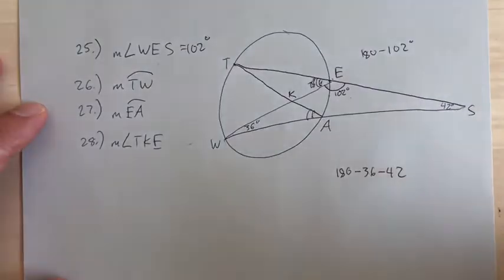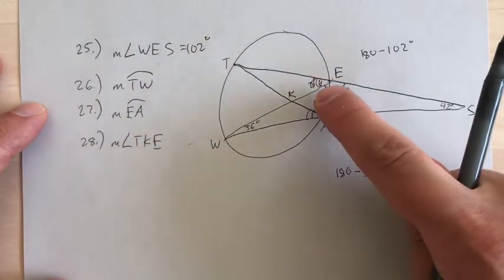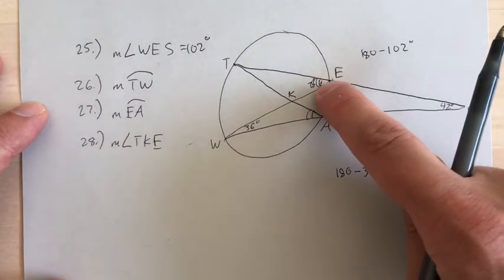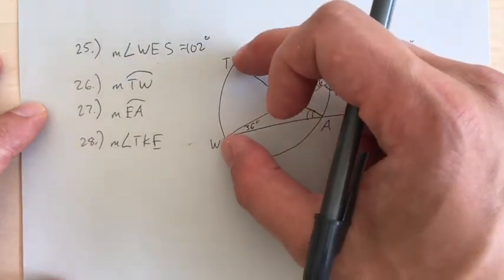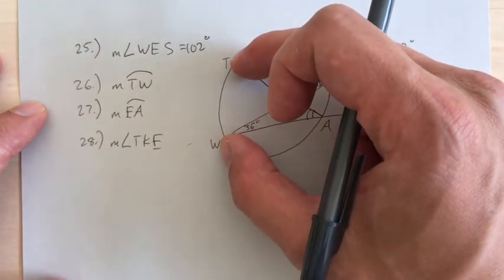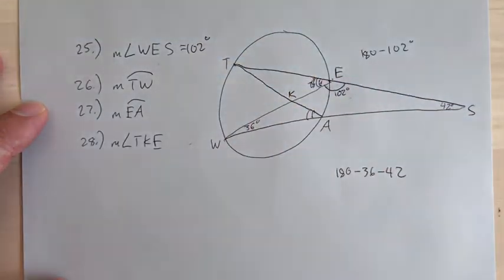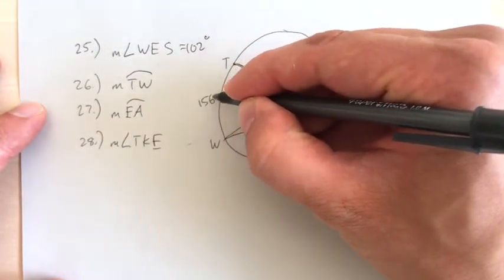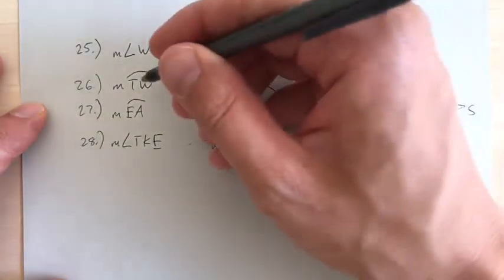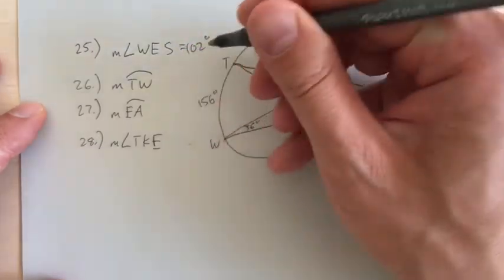This isn't going to be the answer for this. What you would have to do, because this is the inscribed angle, is double it, because inscribed angles, if you double them, you get the central angle for TW, aka the measure of arc TW. So 78 times 2, that'd be 156. So this arc measurement is 156. So we're going to go ahead and write that down.